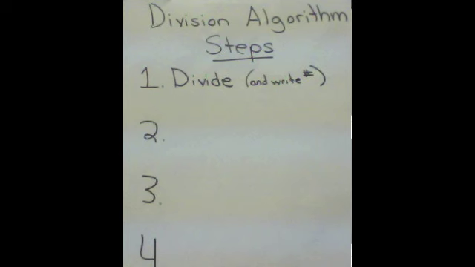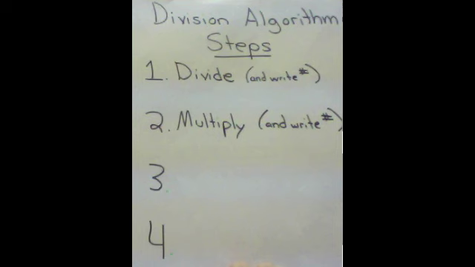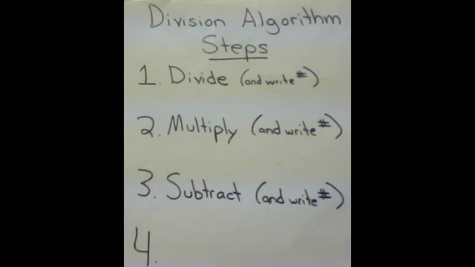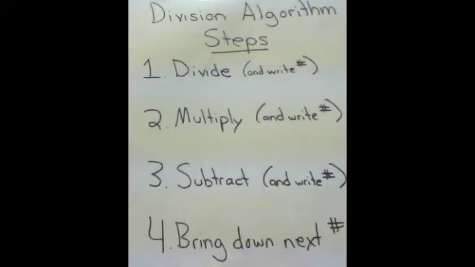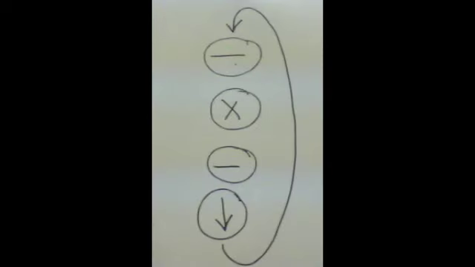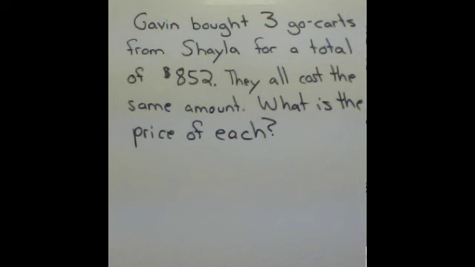Feel free to pause the video at any time if you need a little extra time to write down your notes. Our next step is to multiply and then write a number. Our third step is to subtract and write a number again. Our fourth step is to bring down the next number and then we start the whole process over again. This is an easy visual that I'd like you to copy down to help you remember each of the 4 steps. Now we're going to get into some examples.